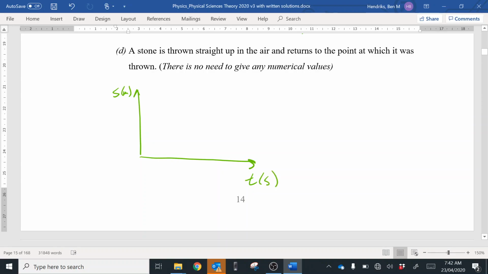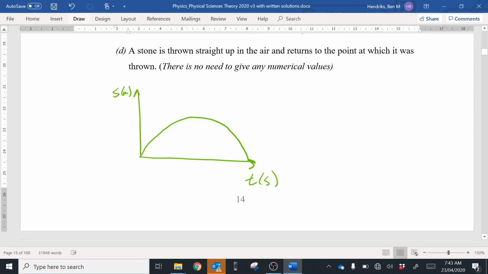Okay, so we're starting at 0, straight up in the air and returns to the point at which it was thrown. So this is our start and finish point. It's actually a nice parabola like that. It's actually being constantly accelerated by gravity, which gives it this nice curve. It reaches a point, when it gets to the maximum, where it actually stops.